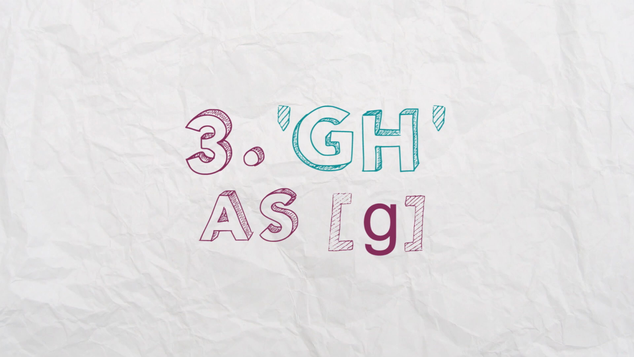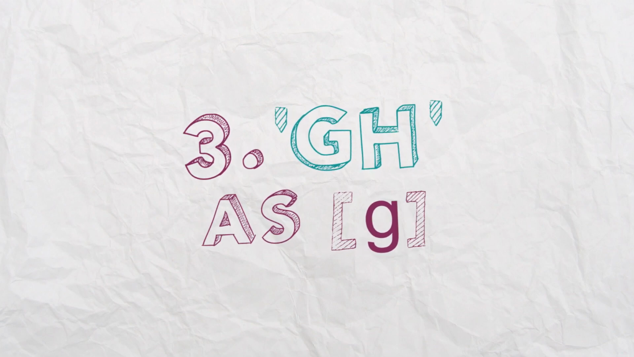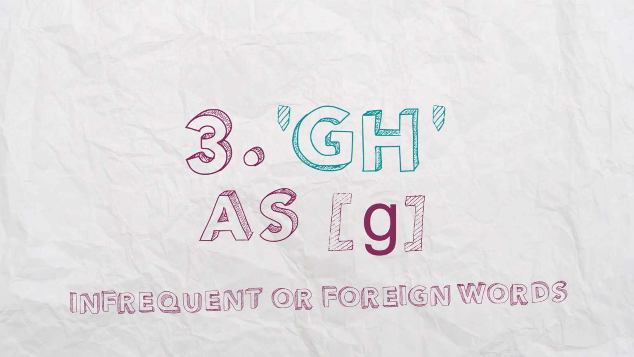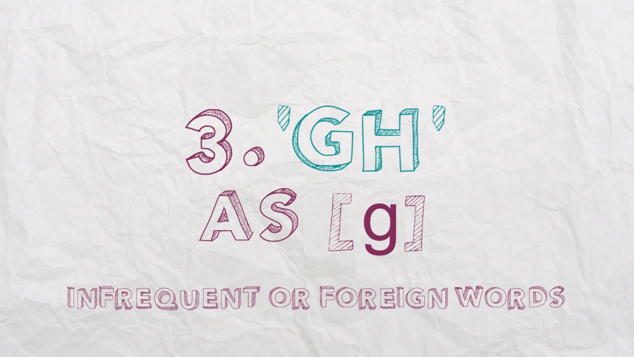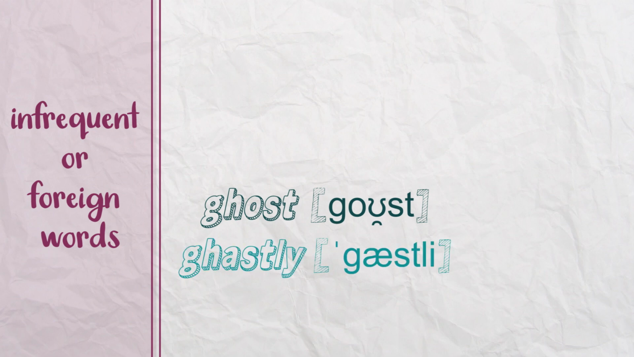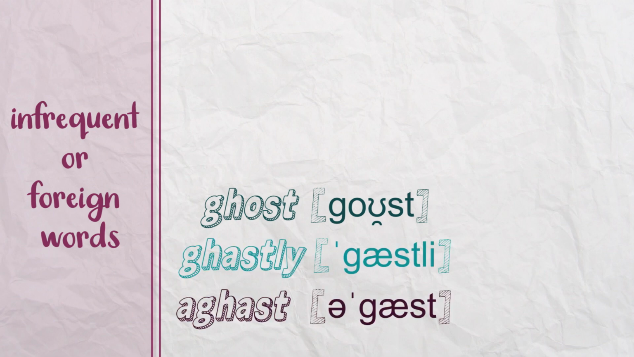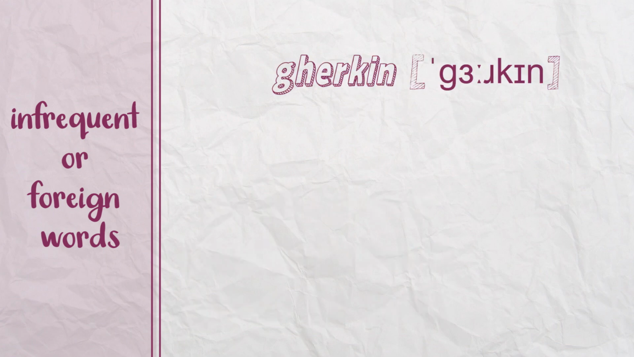In group 3, GH is pronounced like G. It's either in words that are rare, very infrequent in English, or they're used in foreign words. Like the English words ghost, ghastly, and aghast. In all of them, GH has the sound of a G. And also the word gherkin, it has G again.